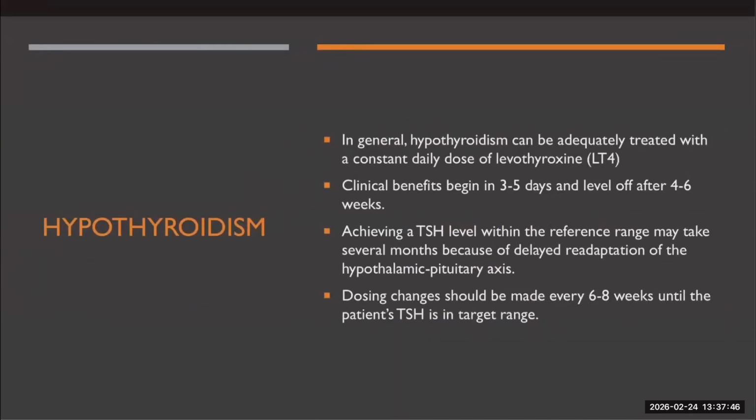So in general, hypothyroidism can be treated with just daily doses of levo. Clinical benefits begin in 3 to 5 days and will level off after 4 to 6 weeks. Achieving that TSH level within the reference range may take months because we're having to redo our hypothalamic-pituitary axis with this new type of medication, and dosing changes every 6 to 8 weeks until the patient's TSH is in target range. That's how you know you're treating them appropriately.